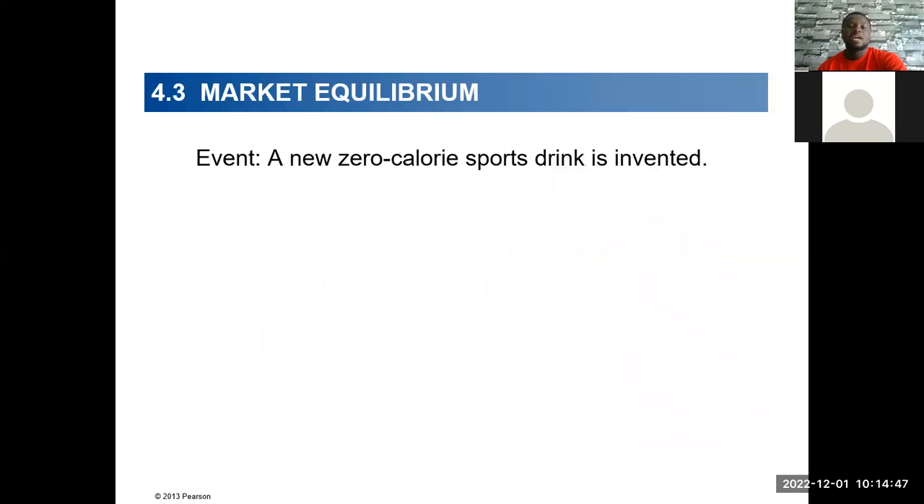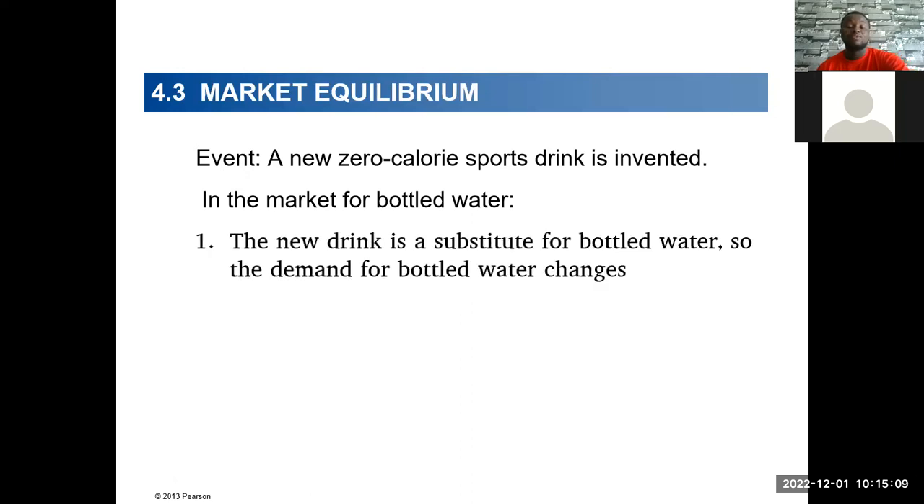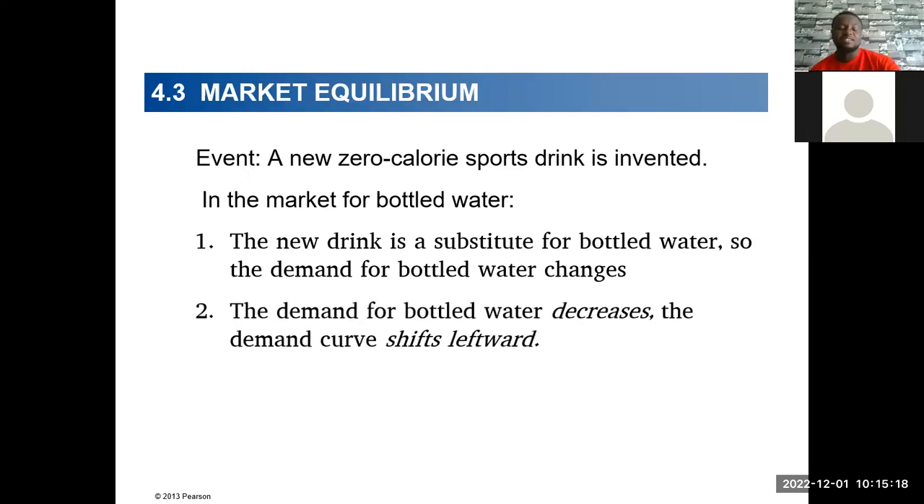A new 0-calorie sports drink is invented. So there's this sports drink that we can even drink instead of the bottled water. So when you go to the bottled water market, what happens? First question, what does it affect? Is it demand or supply? It's affecting demand. Now there's going to be a reduction in the demand for the bottled water because the sports drink is a substitute. The second question, how does it affect the demand? It will cause a decrease in demand for bottled water.